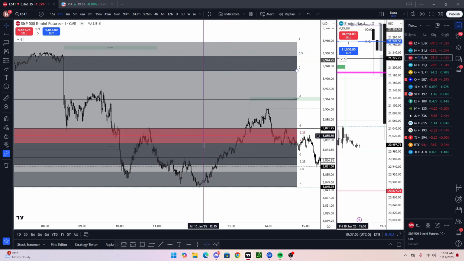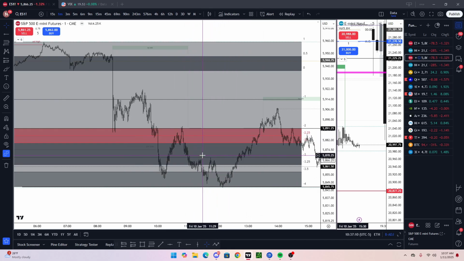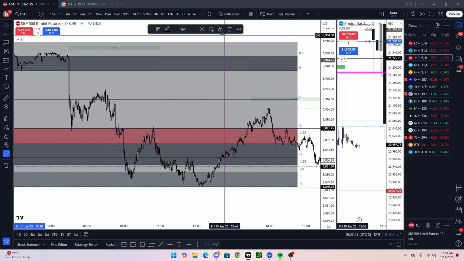Use it to look for somewhat of hidden SMT. If ES hits this level, NQ doesn't, see if there's a reaction there. But it's pretty simple how you chart it.